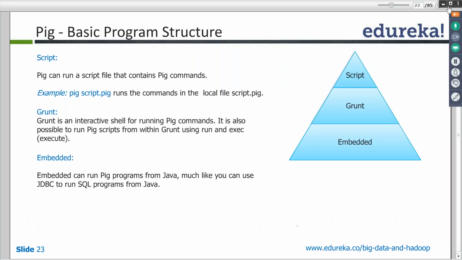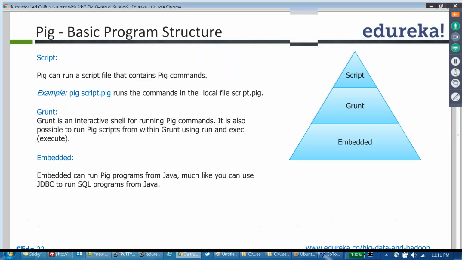Now what is a script? It's a normal text file which contains your pig commands. All right. Now, where do you run a script? So there are two ways of running a script. The first way is interactive. When I say interactive, there is a pig shell available. Now this pig shell is called grunt.